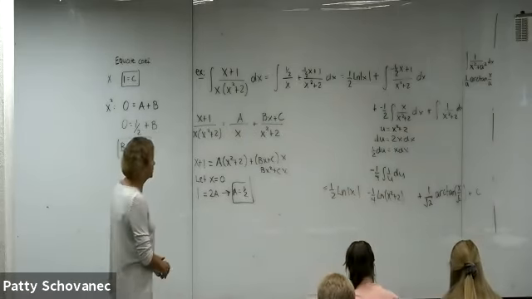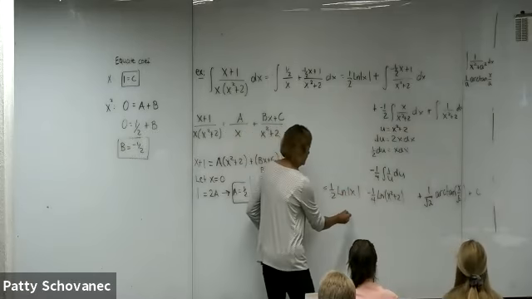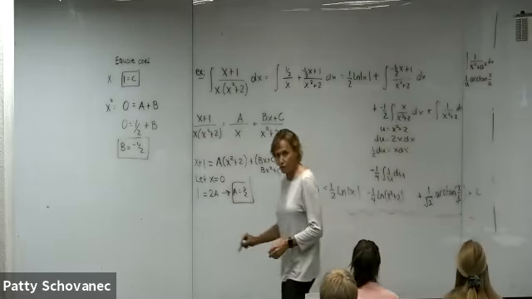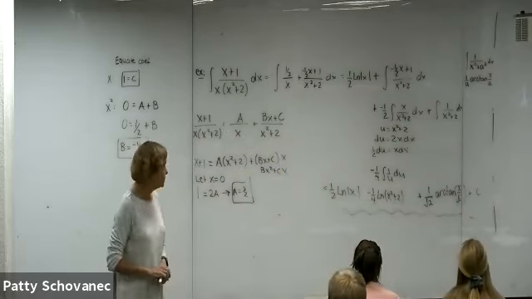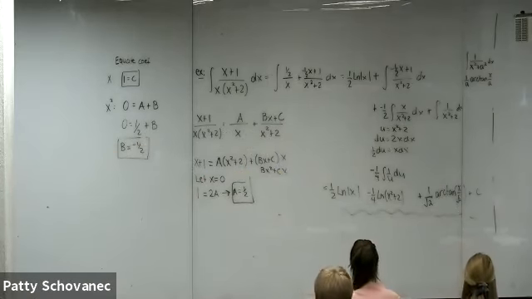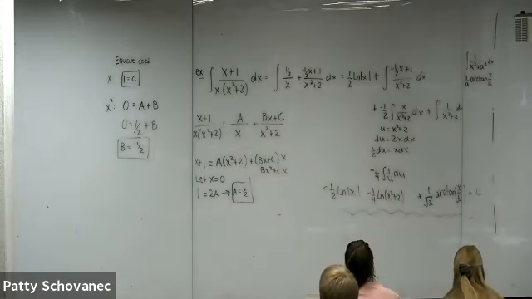So there's our final answer at the bottom: 1/2 natural log of x minus 1/4 natural log of x squared plus 2 plus 1 over square root of 2 arctangent of x over the square root of 2, plus C.